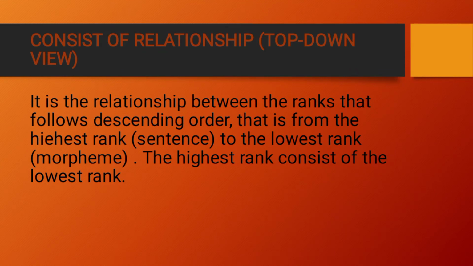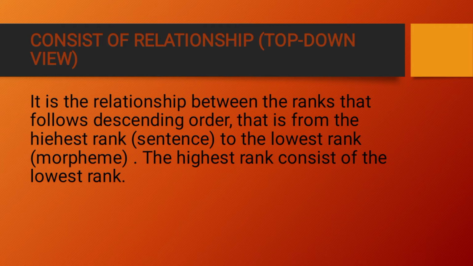Now, the consist of relationship. That's the top down. That one refers to the relationship between the ranks that follows descending order. That is from the highest rank to the lowest rank. The highest rank consists of the lowest rank. This means that in terms of arranging the units in reference to the top down view, the highest comes first. That's the sentence. The sentence comes first, followed by clause, followed by phrase, in that order.